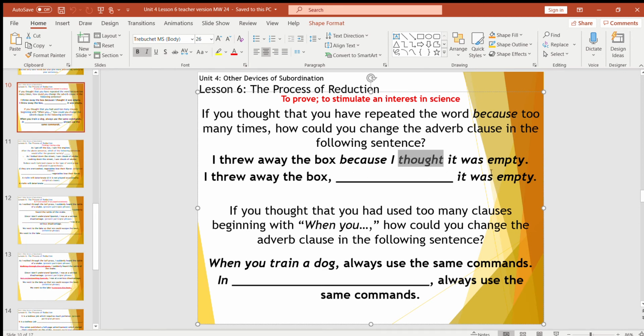So you see, it says essentially the same thing, but if you reused because in like 16 sentences prior, it'd be a good idea to change it up a little bit. Same type of thing: if you thought you'd used way too many clauses beginning with when you do this, when you do that, how could you change this adverb clause? When you train a dog, always use the same commands. Train can become training, right? In training a dog, always use the same commands.